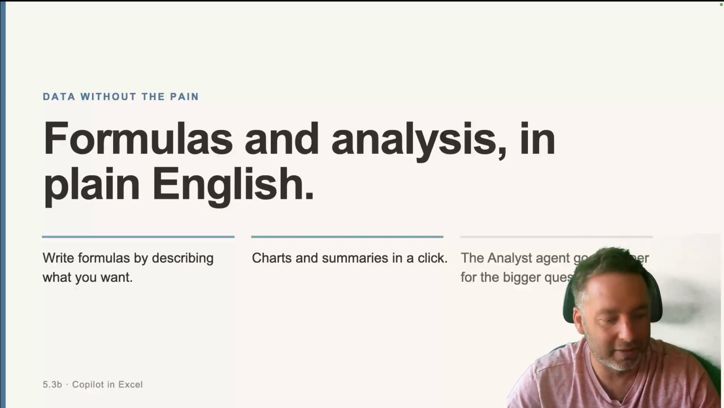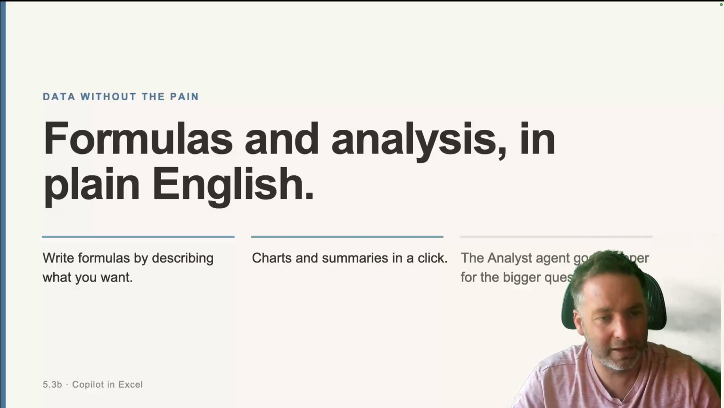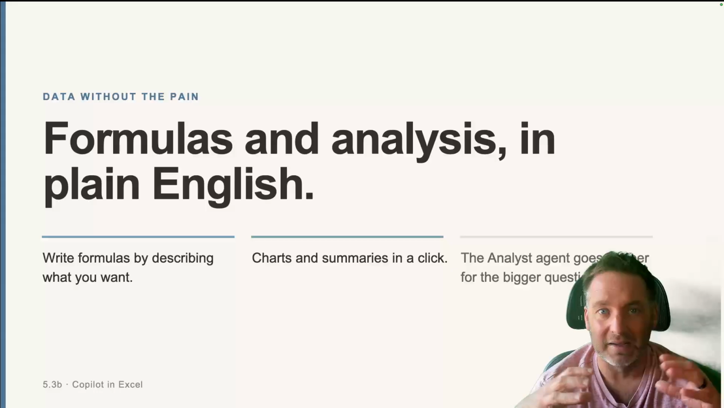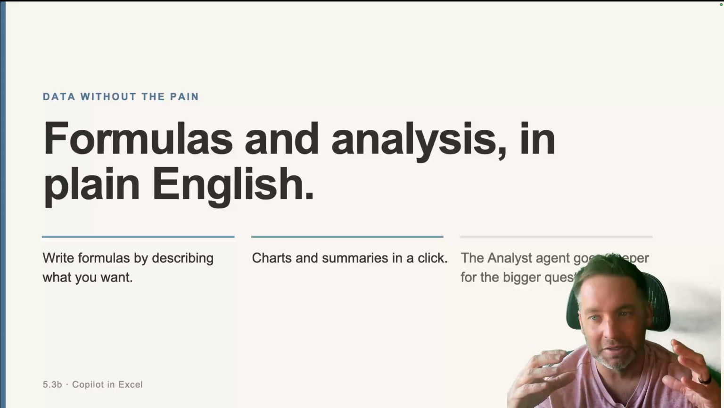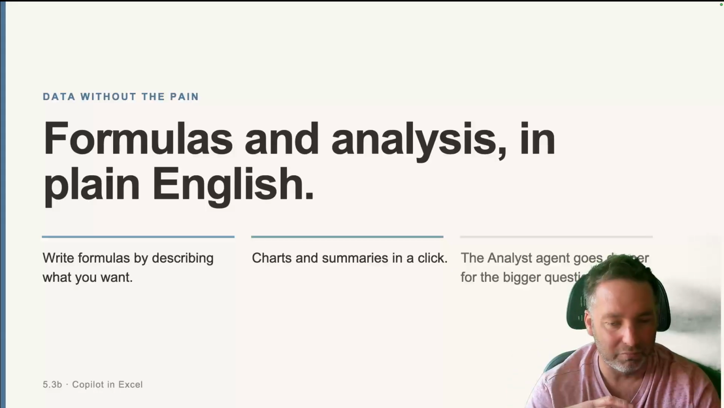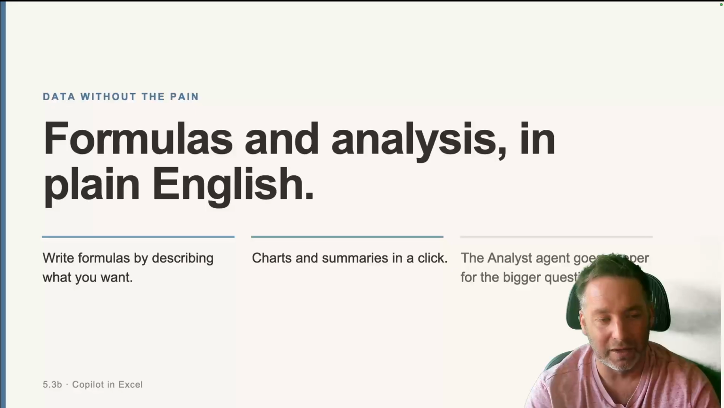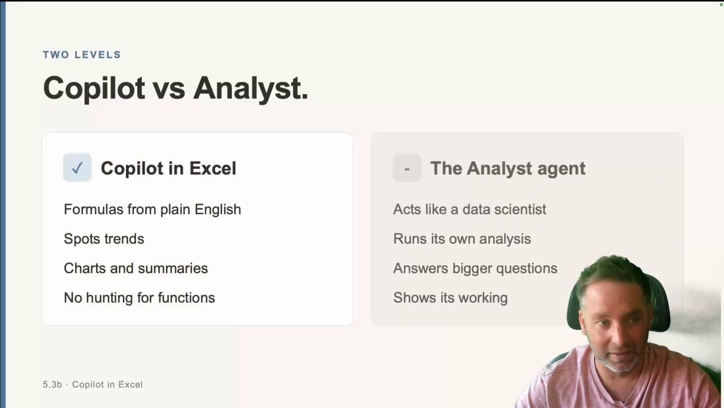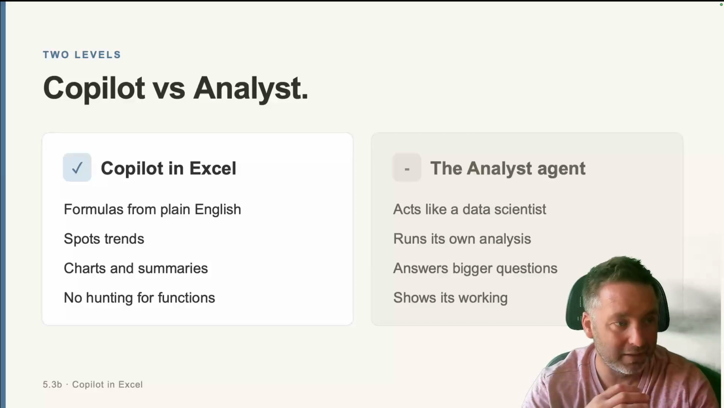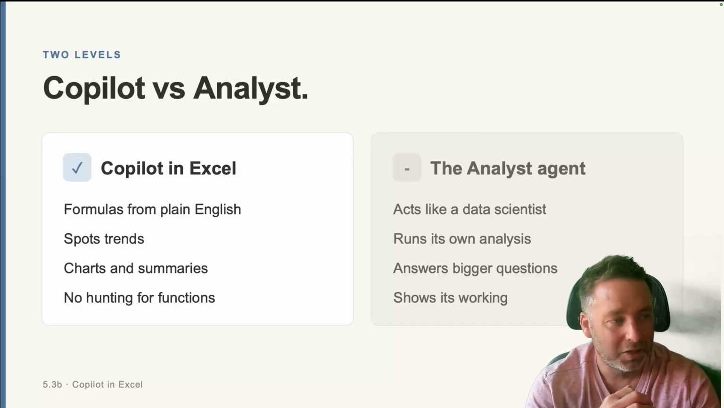But essentially, it can interpret data. Computers are very good at interpreting data. It can write formulas for you that you might not have known how to do, and you can talk to it in plain English. That is the main thing. So in Excel, it can spot trends. It can make charts. You don't need to hunt for functions because it'll pick the right one.